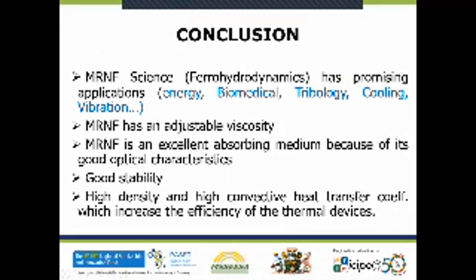mRNF is an excellent absorbing medium because of its good optical characteristics. Also, it has good stability, because till now there is some research on this stability, and it has shown that the zeta potential is very high, meaning negatively or positively very high. It also has high density and high convective heat transfer coefficient, h, which of course increases the efficiency of the thermal device.